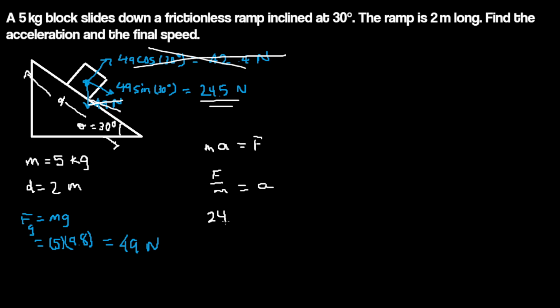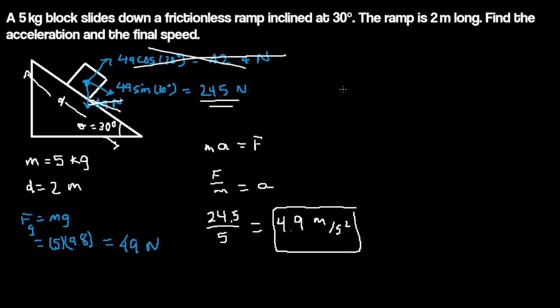So we get 24.5 divided by the mass of the block, which is 5, and that gives us a final answer of 4.9 meters per second squared. So that's our acceleration. Now we also have to find the final speed. For this, we can just use kinematics.